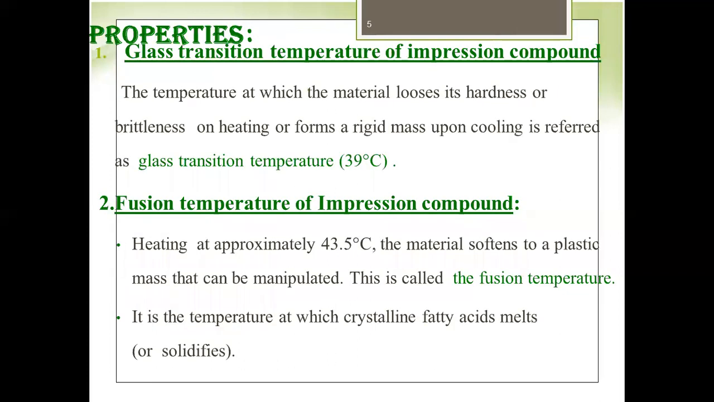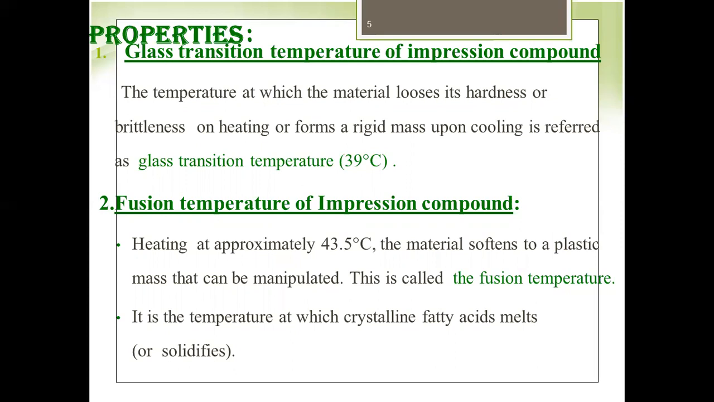Now, we will talk about the properties of impression compound. First, glass transition temperature. The temperature at which the material loses its hardness or brittleness on heating, or forms a rigid mass upon cooling, is known as the glass transition temperature. Glass transition temperature for the impression compound is 39 degrees centigrade.